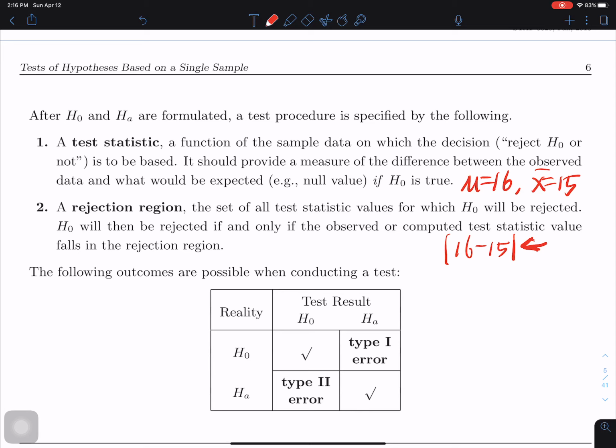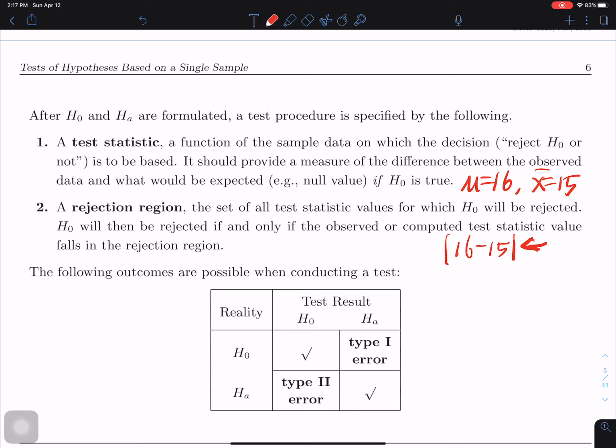The second is, after we determine a test statistic, to determine a rejection region. The rejection region is the set of all test statistic values for which H0 will be rejected. And H0 will be rejected if and only if the observed or computed test statistic value falls in the rejection region. The following outcomes are possible when conducting a test.